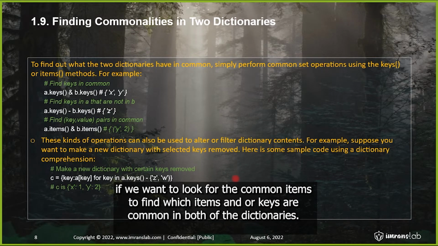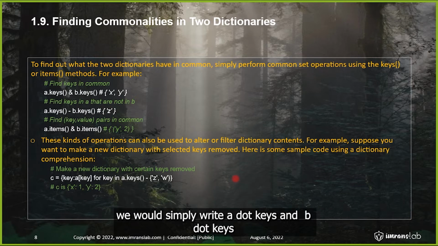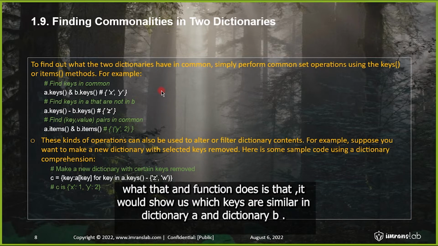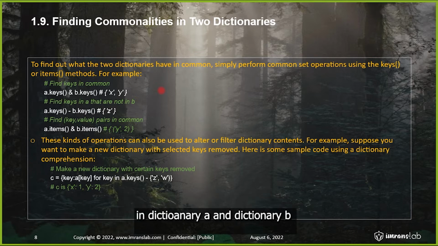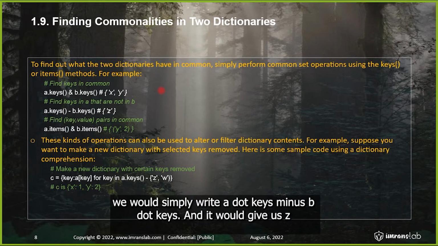Now, if we want to look for the common items to find which items and/or keys are common in both of the dictionaries, we would simply write a.keys() & b.keys(). What that AND operator does is it shows us which keys are similar in dictionary A and dictionary B. Now, what if we want to find which item is not common in dictionary A and dictionary B? We would simply write a.keys() - b.keys(), and it would give us Z.